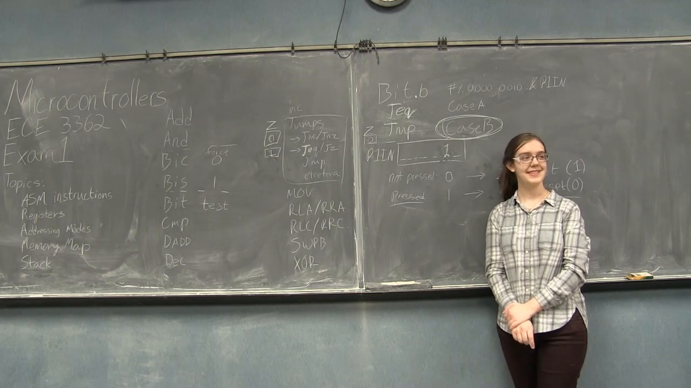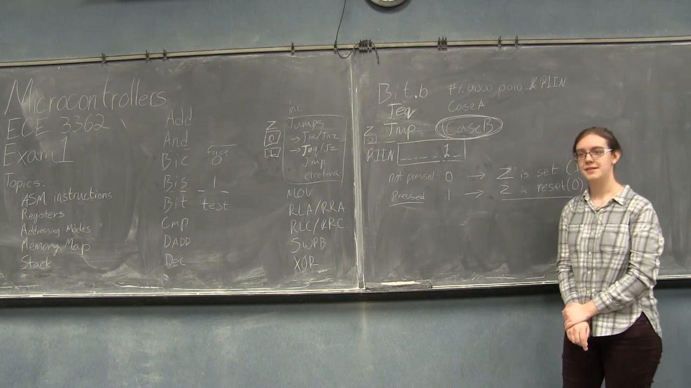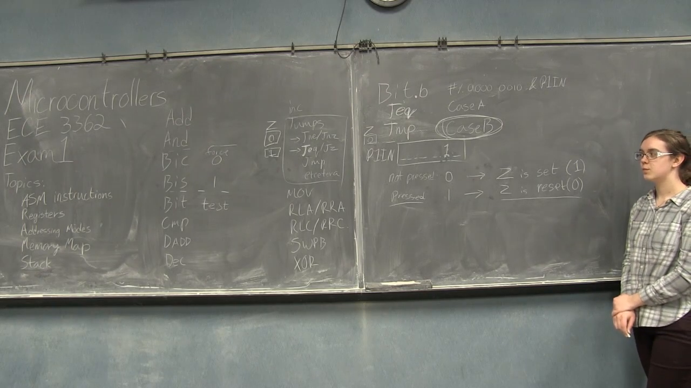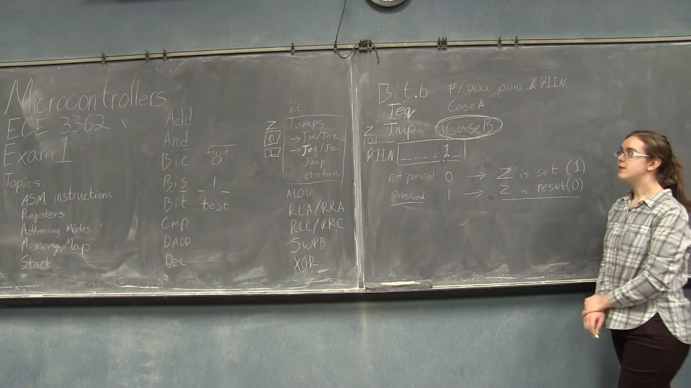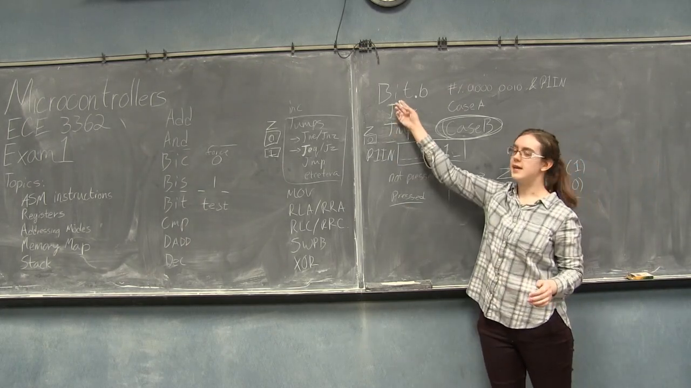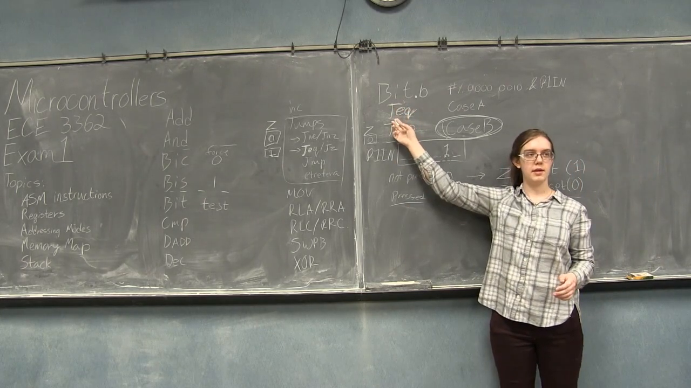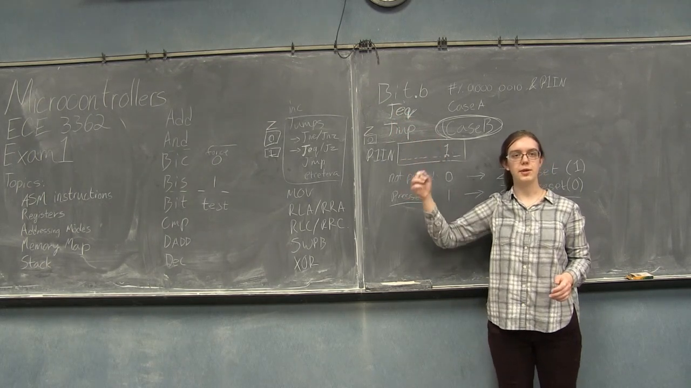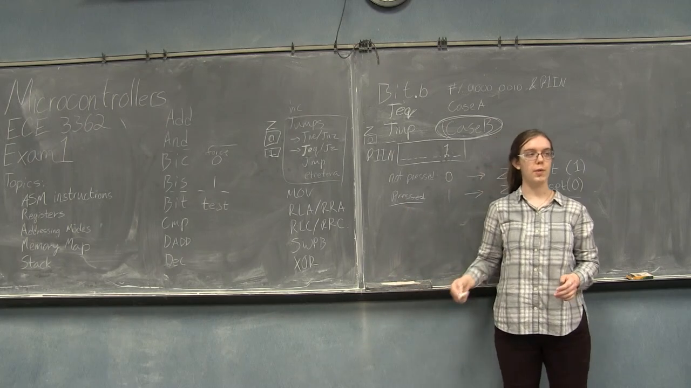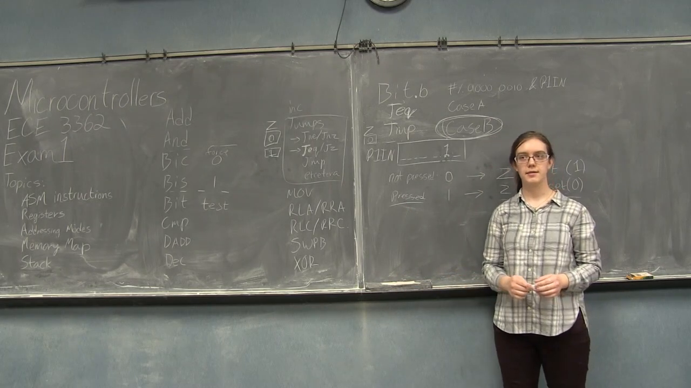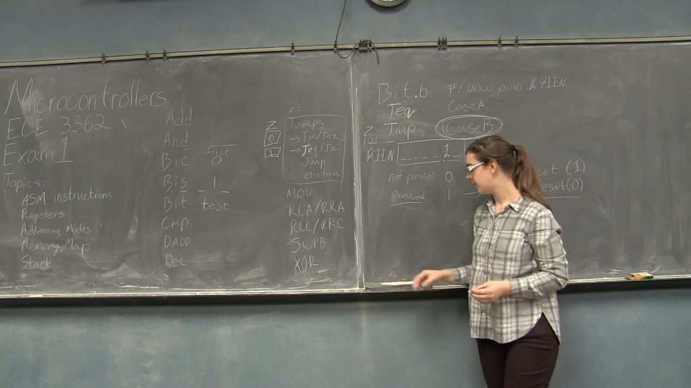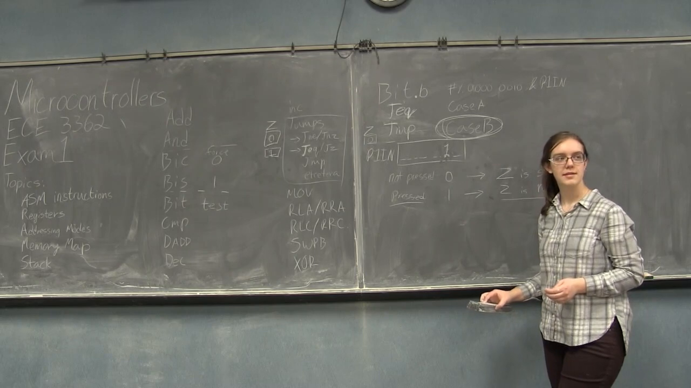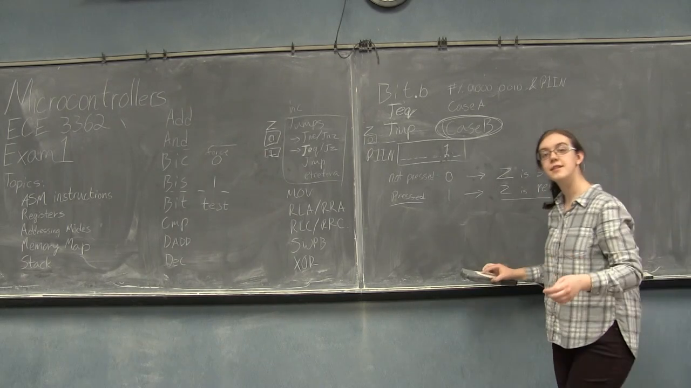Does that make sense? And do you see why you would need a bit test before a jump? Or not that you would need a bit test, but that bit test is only useful if you have a jump right after, or if you want to do something with the 0 flag. Okay. Should I move on to the next instructions? Can I erase this? Yeah?